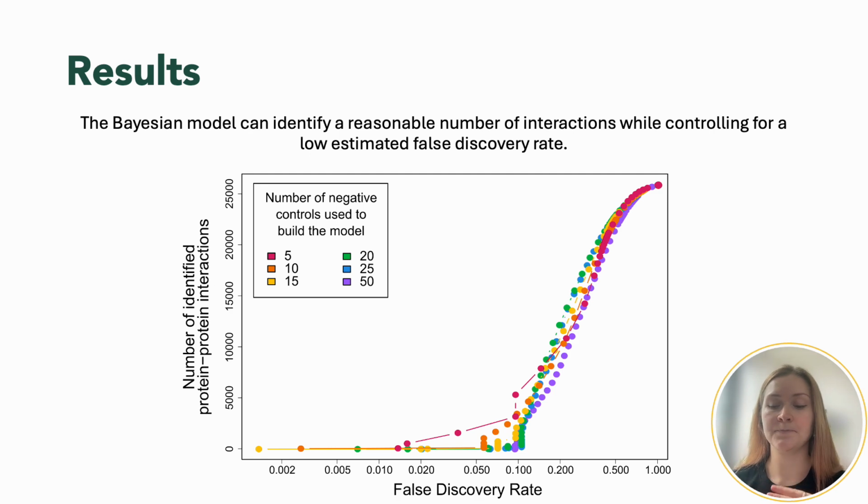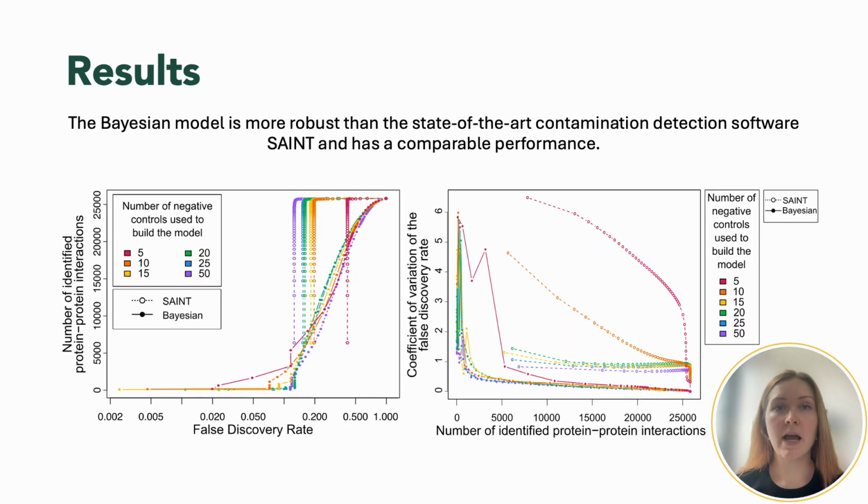And so finally, I benchmarked our approach against SAINT, which is the standard filtering software in the field that detects contaminants, but can only do so once an experiment is completed. So using both SAINT and the Bayesian model to predict contaminants from the same experiment, I compared the false discovery rate and its coefficient of variation. The graph shows the Bayesian model's performance with solid lines and SAINT's with dashed lines, and it's also color-coded by the control set size.